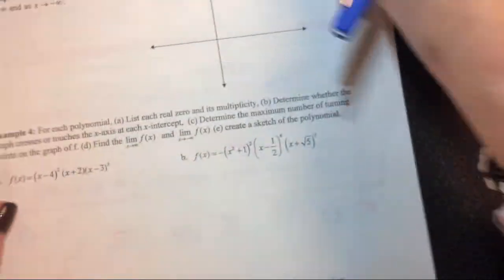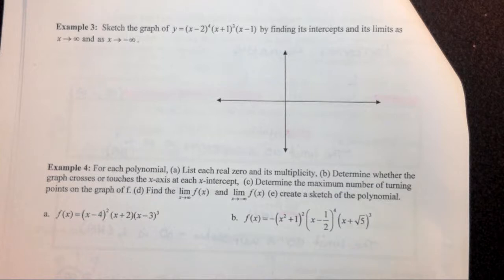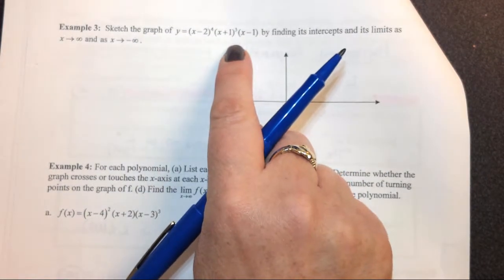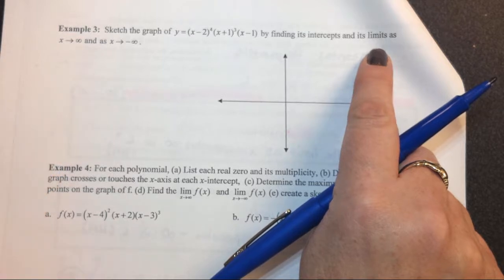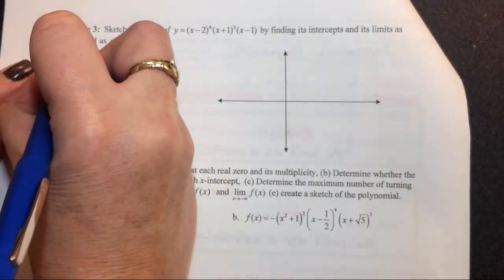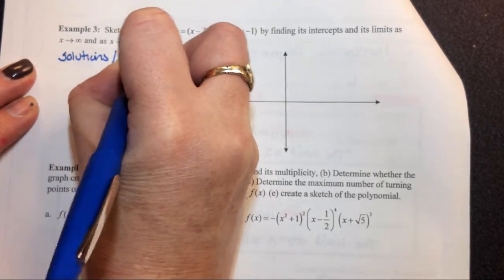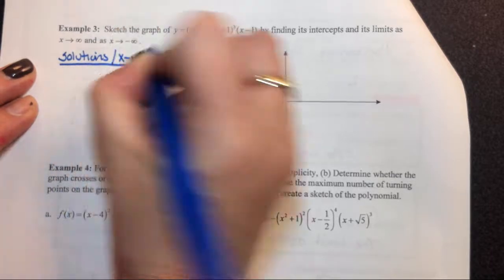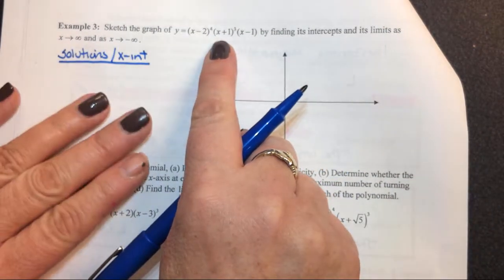All right? So a couple more things about polynomials. So sketches. So we're going to sketch this graph. We've already done the factoring, find your intercepts, and then the limits as x approaches positive or negative infinity. So first of all, the intercepts are what? Your solutions. Remember, solutions are your x-intercepts. So let's talk about the x-intercepts for a minute. So it's already factored. How do you find your x-intercepts?